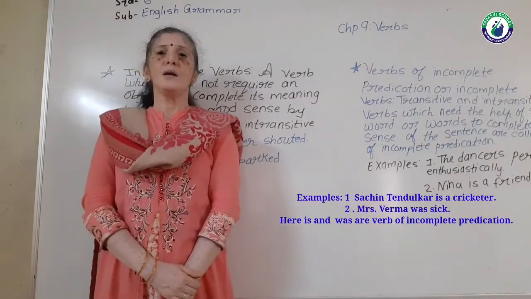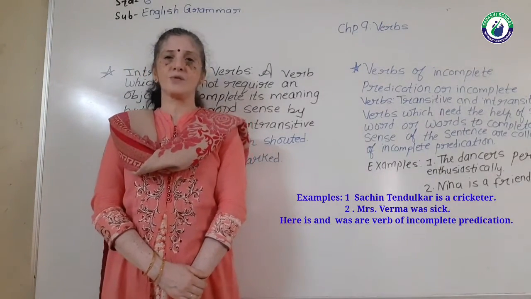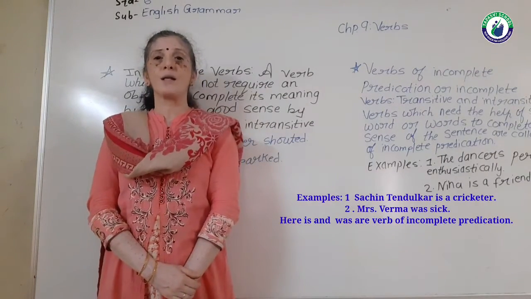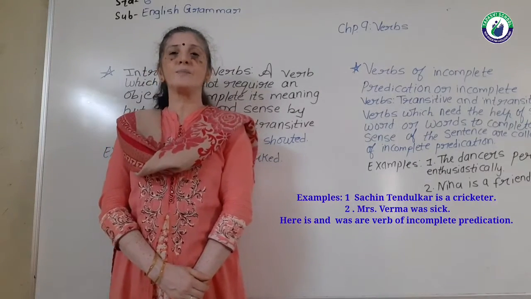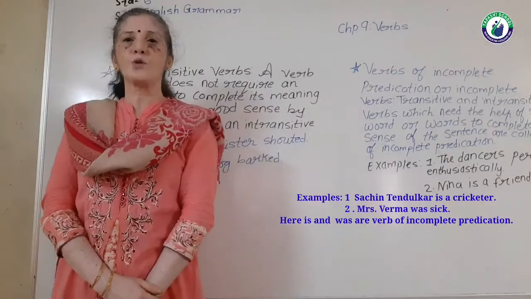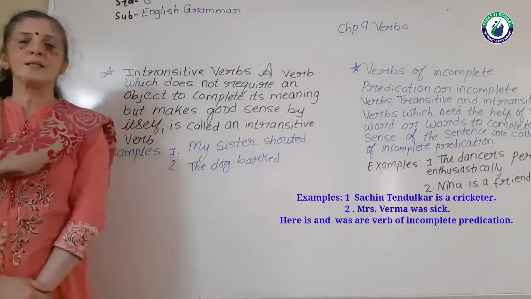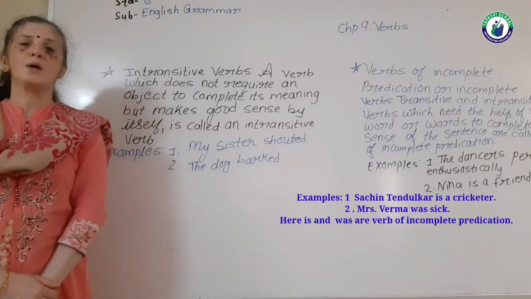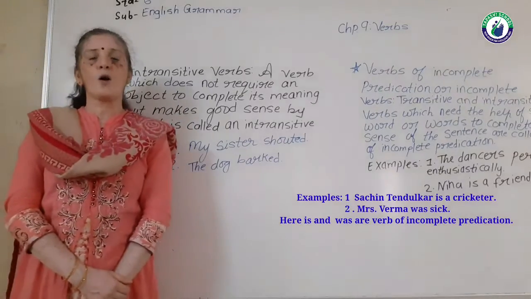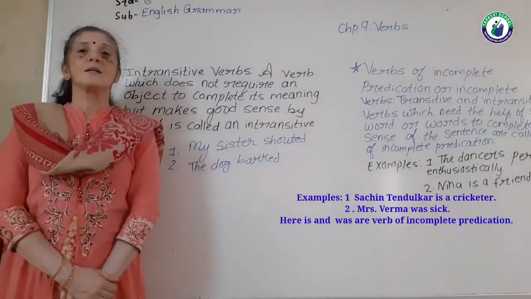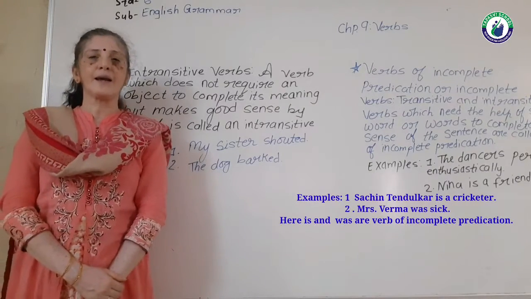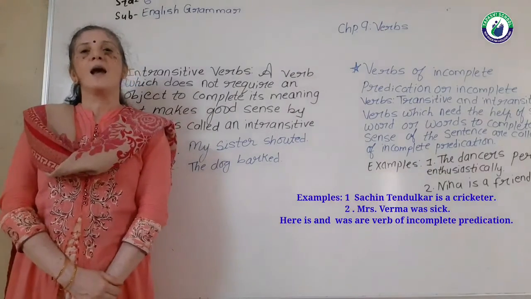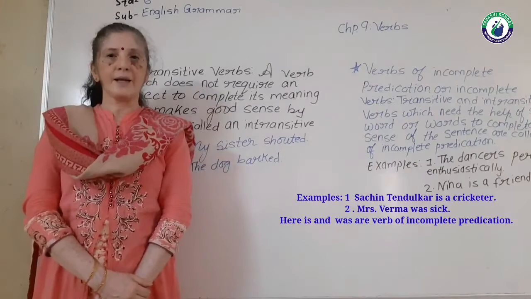Now there are 3 kinds of verbs. First is transitive verb, intransitive verb, and verb of incomplete predication. Now what is a transitive verb? See students, a transitive verb means a verb which requires an object to complete its meaning, right? And the objects are of 2 types, non-living thing and living thing, that is direct and indirect object. Non-living things are considered as direct object and living things are considered as indirect object.